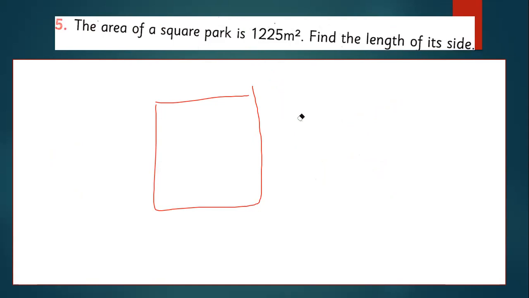Suppose the area is 100. So each side will be how much? Just like 4 4s are 16 and 3 3s are 9, what times what is 100? 10 10s are 100, so your answer will be 10. But how will you find that for 1225? Here it is not easy to check what times what is 1225. So it's a big, complicated task.